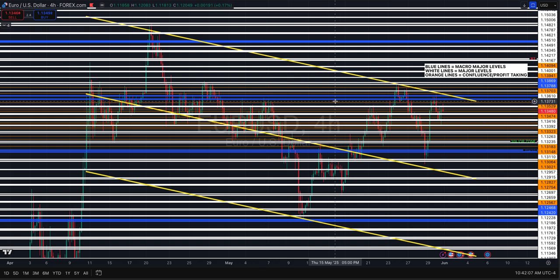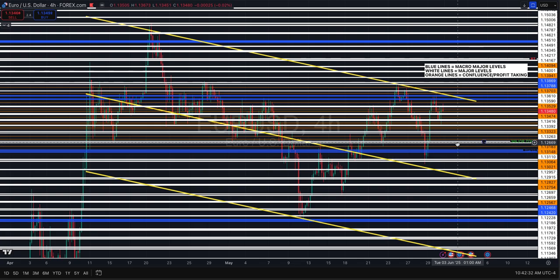White lines are also derived from past action, but most of the time they're more irrelevant to what the more recent action is. They're the areas where I'm looking for setups to occur, where I'm trying to buy my best setup, a failed breakdown, when price goes under a previous low and then goes back up. And then orange lines are more just for confluence, profit taking, sometimes entries.